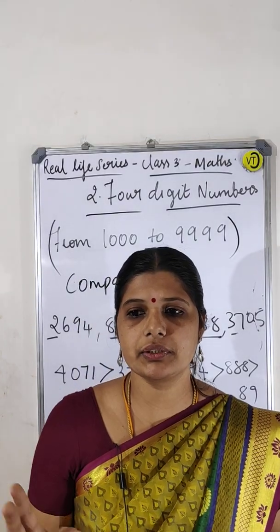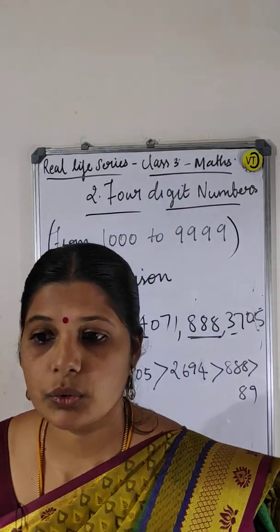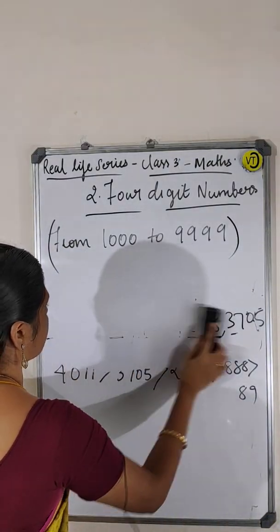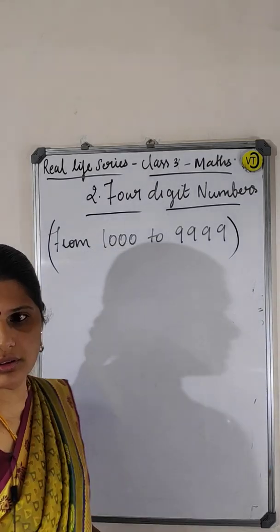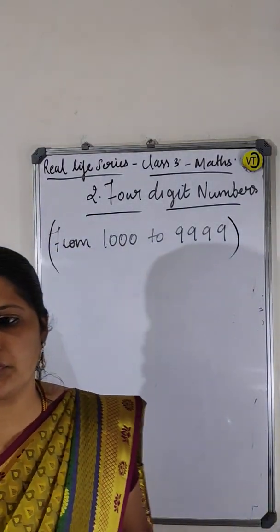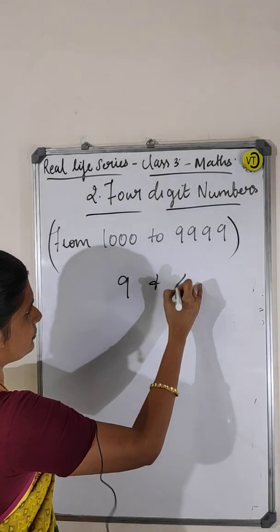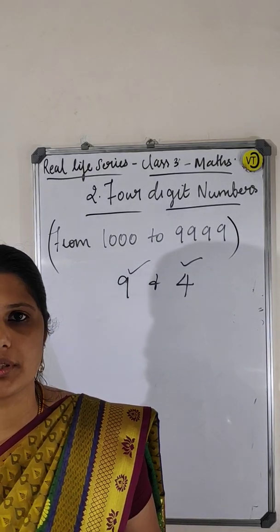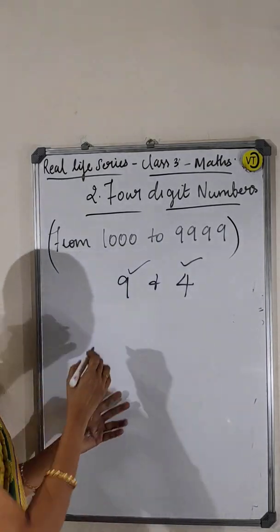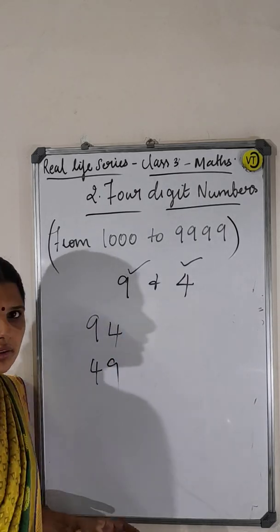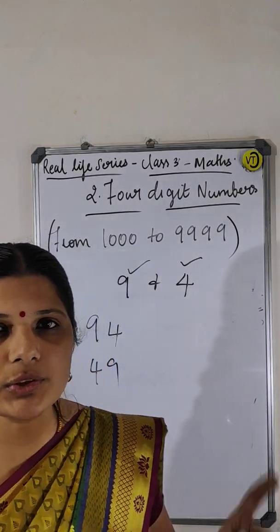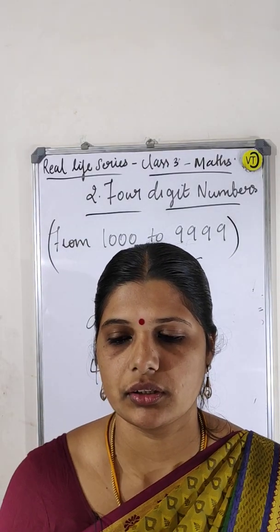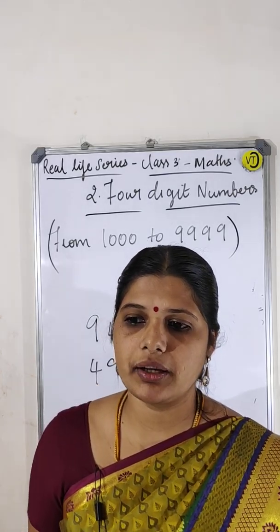Write all the possible 2-digit and 3-digit numbers using the given digits. Now this is very important. Here they have given the digits 9 and 4. Use these 2 digits. You have to write the numbers. 94 I can write, 49 I can write. Only 2 numbers I can write using only these 2 digits, without repeating. Without repeating is very important. Here, without repeating any digit.